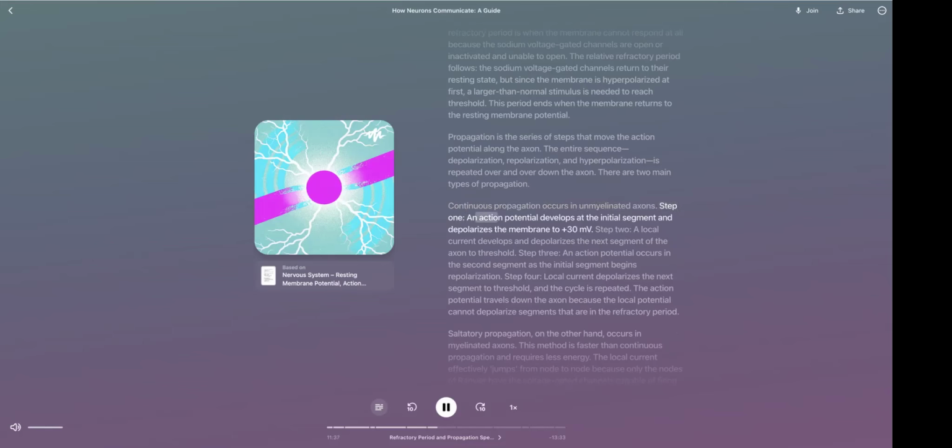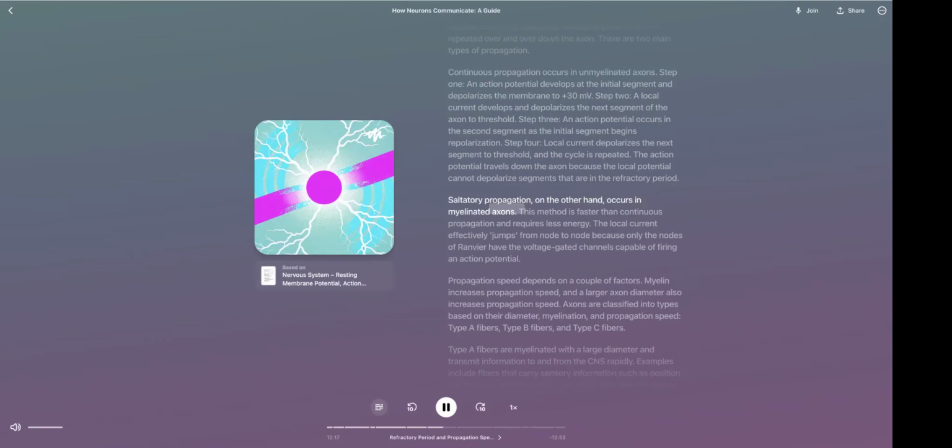Step 1. An action potential develops at the initial segment and depolarizes the membrane to plus 30 millivolts. Step 2, a local current develops and depolarizes the next segment of the axon to threshold. Step 3, an action potential occurs in the second segment as the initial segment begins repolarization. Step 4, local current depolarizes the next segment to threshold and the cycle is repeated. The action potential travels down the axon because the local potential cannot depolarize segments that are in the refractory period. Saltatory propagation, on the other hand, occurs in myelinated axons.